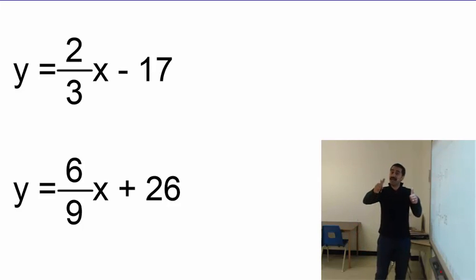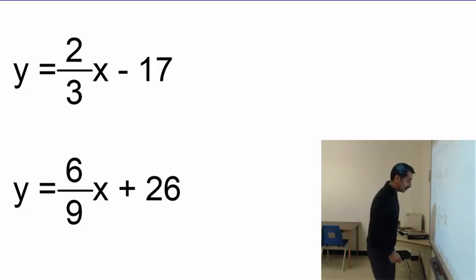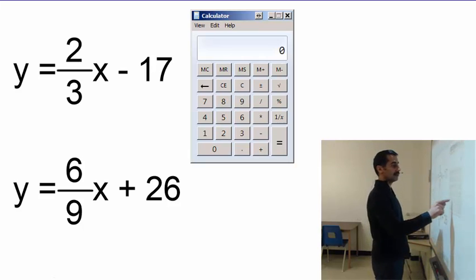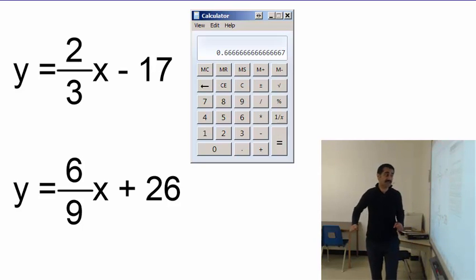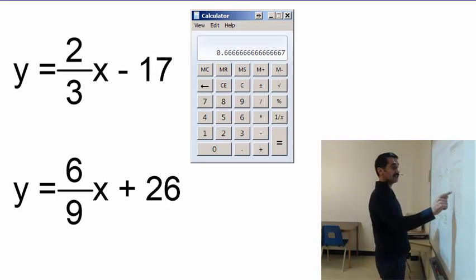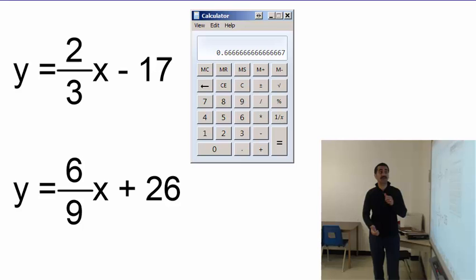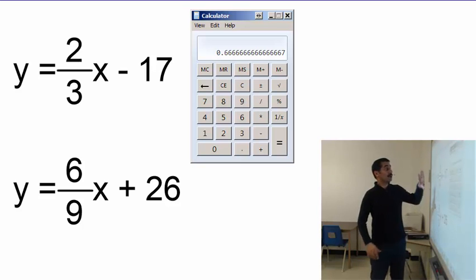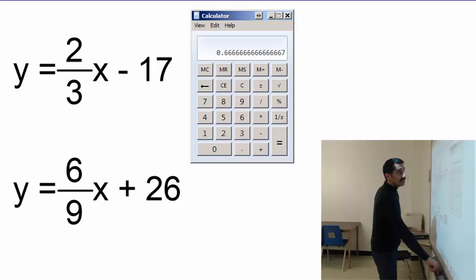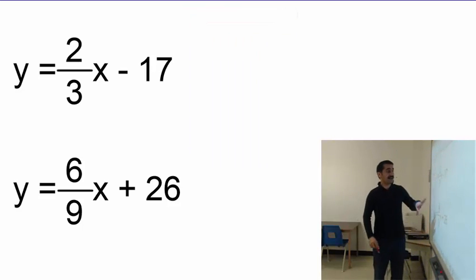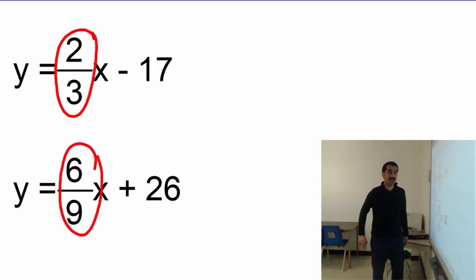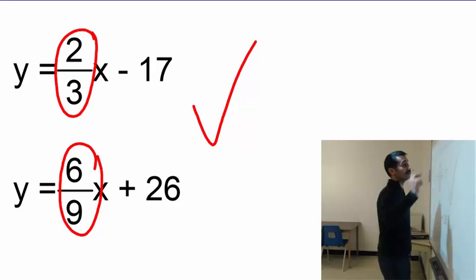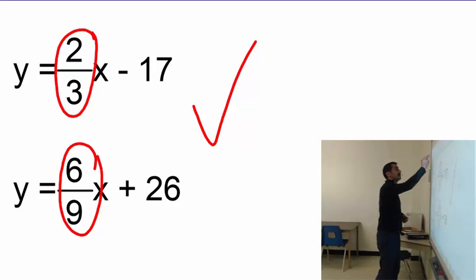2/3, 6/9. Let's pay attention to this. What does 2/3 equal? 2 divided by 3 is 0.666666. And how about 6 divided by 9? That is also equal to 0.666. Although I see a different ratio here, I know the results are the same. These two numbers are equal to each other. So yes, these two lines are parallel lines.